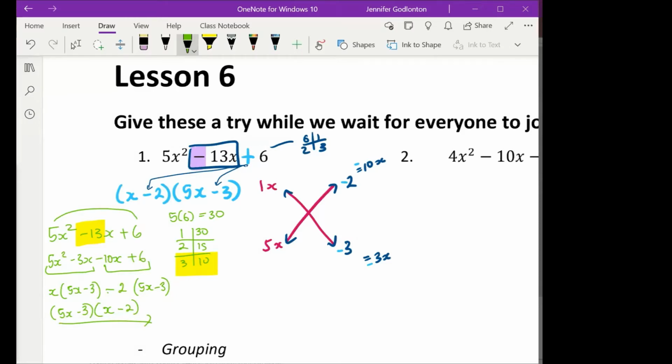Okay, so if we did the crisscross method, you'll have this light blue and the pink crisscross. And if you did the grouping method, you would be in green. Okay.